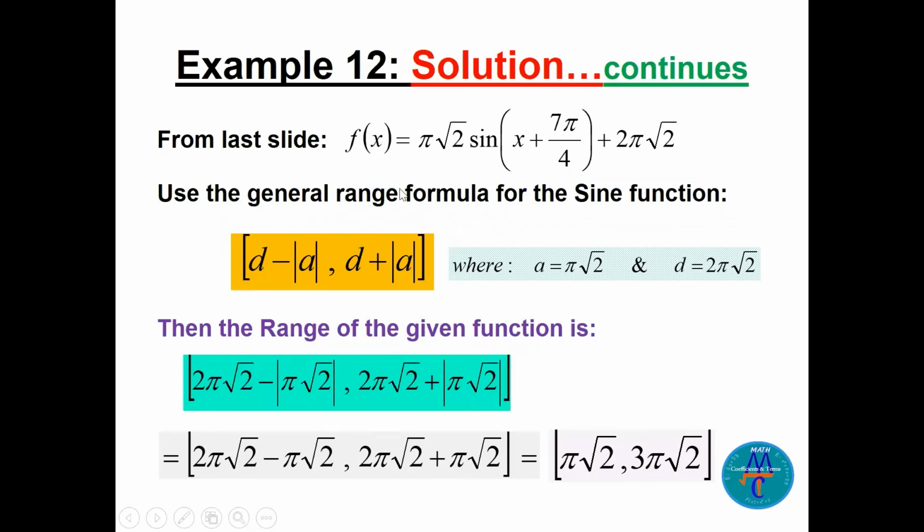So we have this function. We can remember the formula for the range of the sine function, d minus absolute value of a, d plus absolute value of a. Small a is the coefficient of the sine there, so pi square root of 2. And small d is the shifting here up, 2 pi square root of 2. Let's put all this in the formula for the range. So we get that one. Simplify the numbers. You will get the range pi square root of 2 to 3 pi square root of 2.